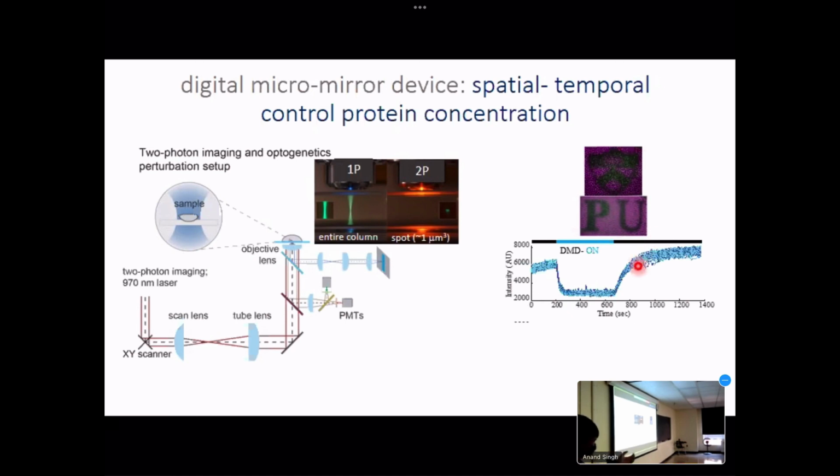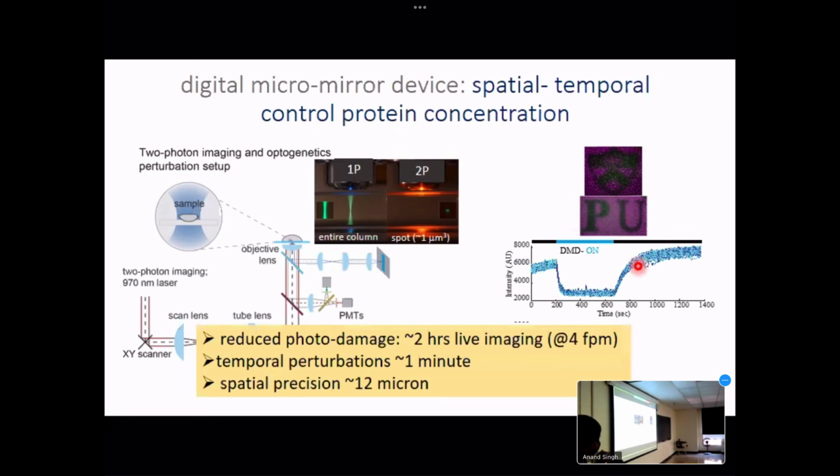Okay. So with that tool, now we could reduce the photo damage, also have these perturbations on a minute time scale, and spatial precision. If I create these patterns on one stripe of cells, it will kind of spread onto two neighboring cells. So that is something on the scale of roughly 12 microns, and these nuclei are roughly 5 microns in length.